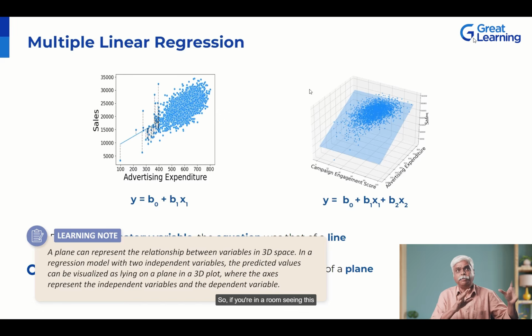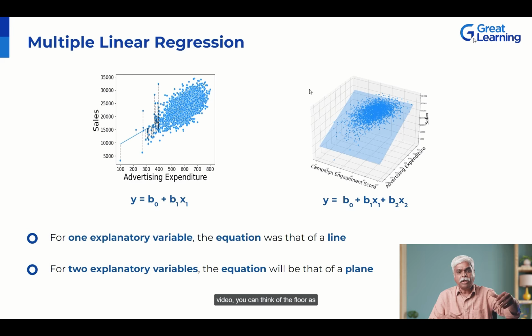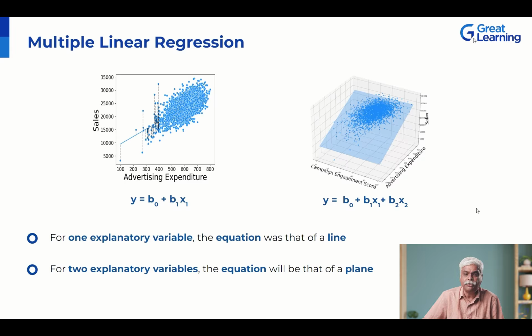So if you're in a room seeing this video, you can think of the floor as being your x1 and x2, and think of the height of the room as representing the y, and think of this equation and plot all the points on that equation, and what you'll get is like a sloped plane. In higher dimensions, incidentally, above 3, these are called hyperplanes, and they can be as high as possible so long as they retain this linear equation form.